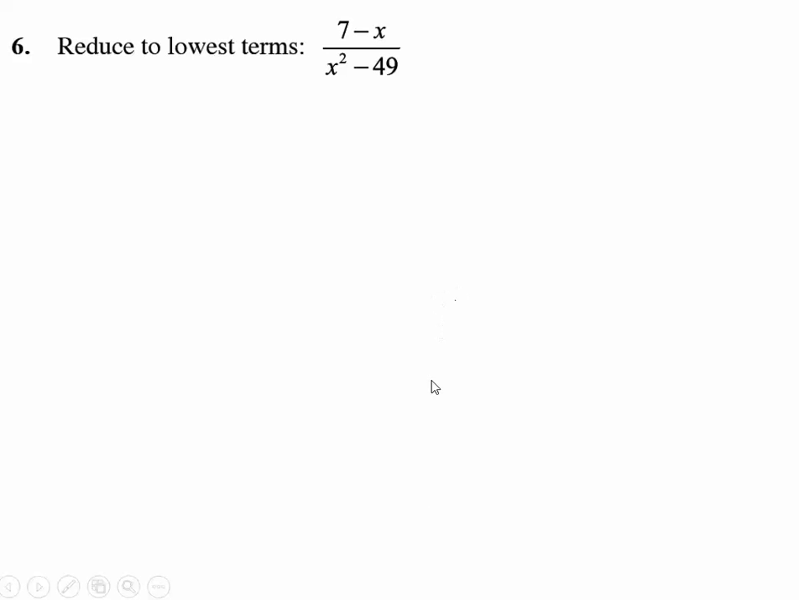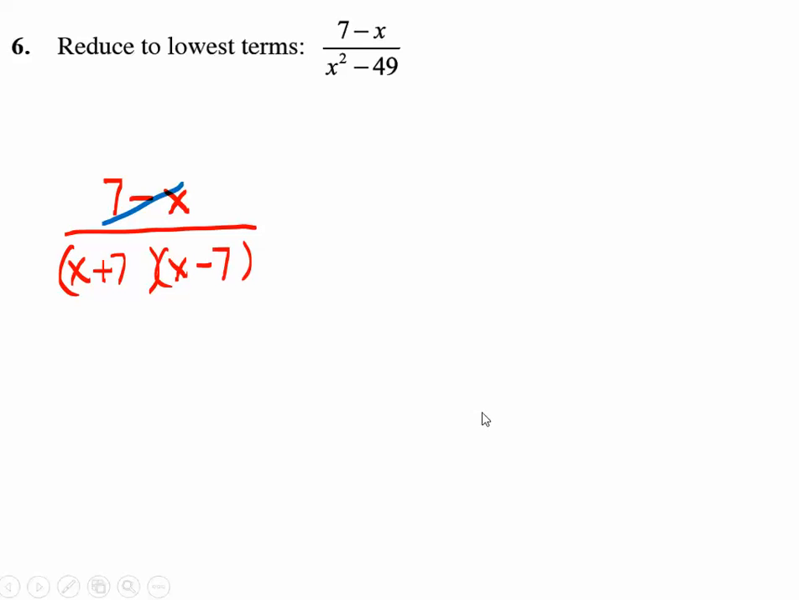Alright, I'm going to start as well here. So on top, I'm going to just leave that exactly the same. Again, you could have changed it up to its opposite, and that's okay. The bottom factors down to x plus 7, x minus 7. And notice what I'm going to do. I'm going to cancel off the opposites, so just leave a little negative 1 on top.